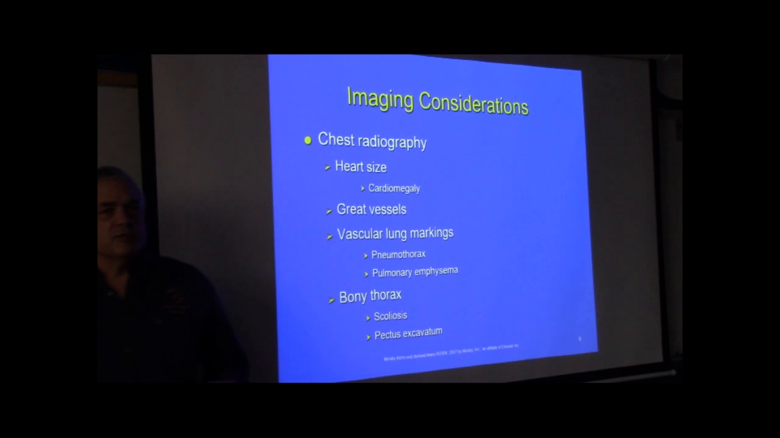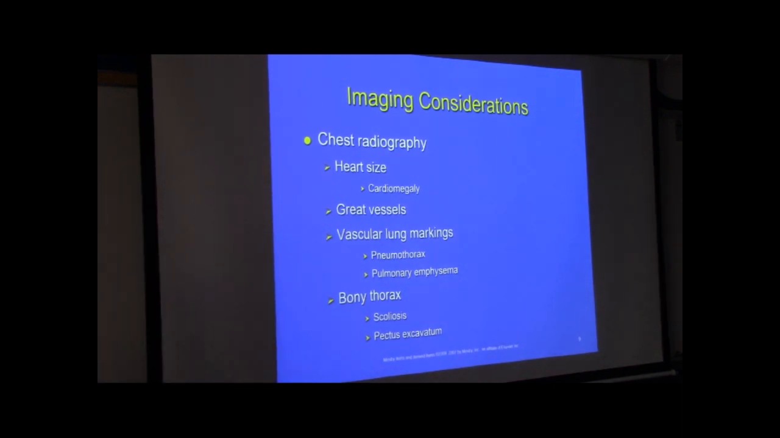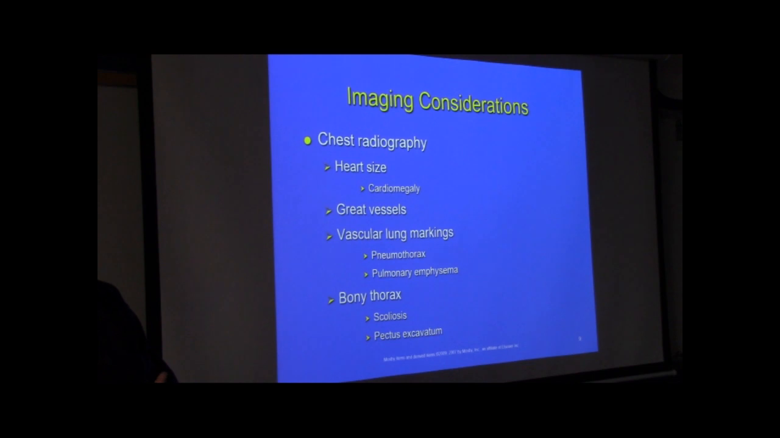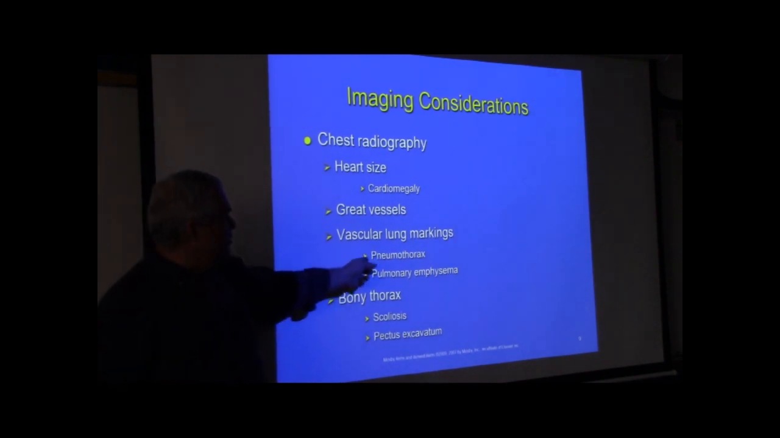What are the great vessels anyway? They're some big old blood vessels: superior vena cava, inferior vena cava, pulmonary vasculature, aorta and accompanying branches of the aorta. Those are the big vessels that are close to the heart. Vascular lung markings.